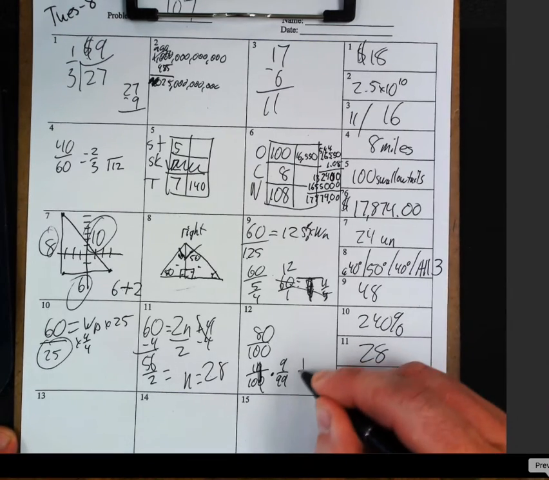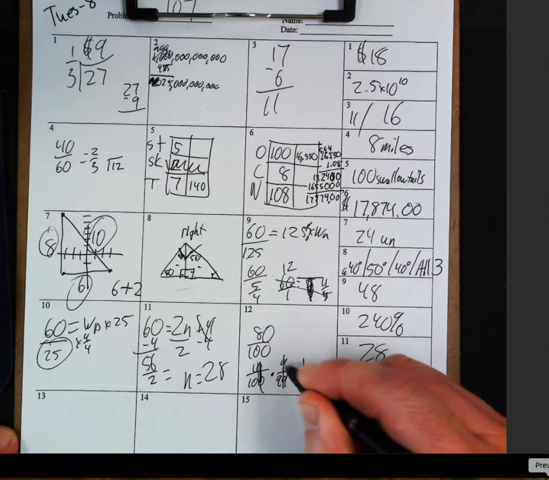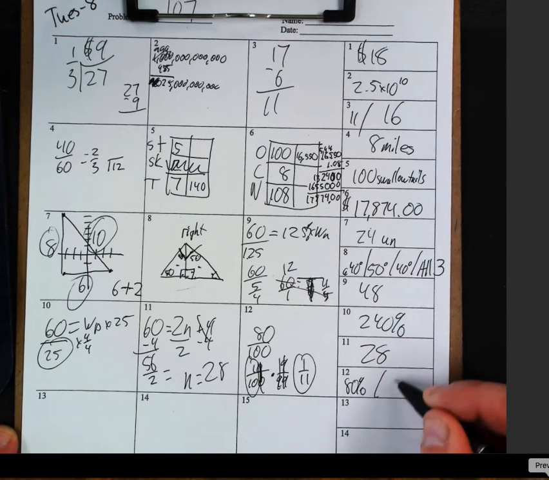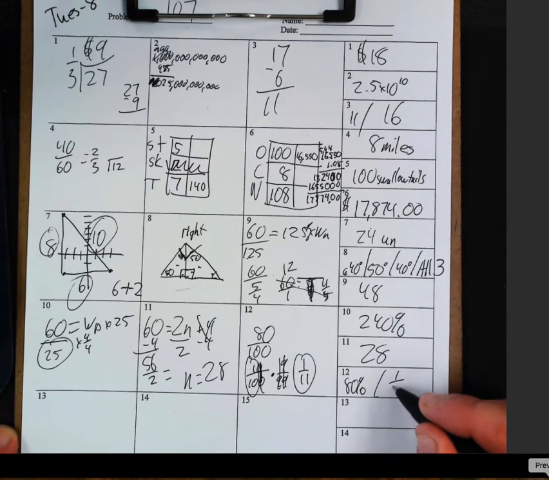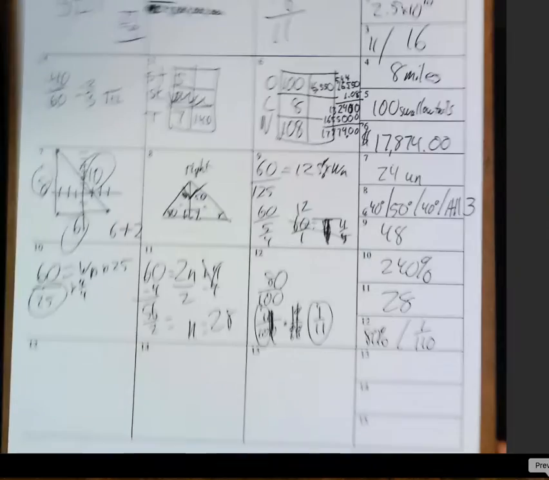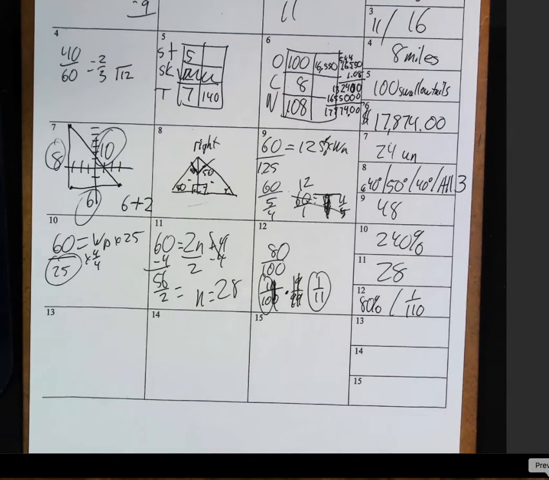1/11. 1/10 times 1/11. Well, 1 times 1 is 1, and 11 times 10 is 110. The chance of going yellow, yellow will happen 1 out of every 110 times you attempt it if the theoretical mathematical probability holds true. Number 13, complete this table.